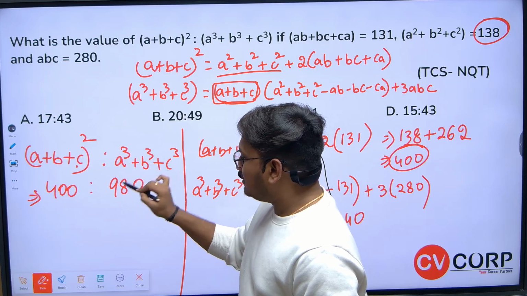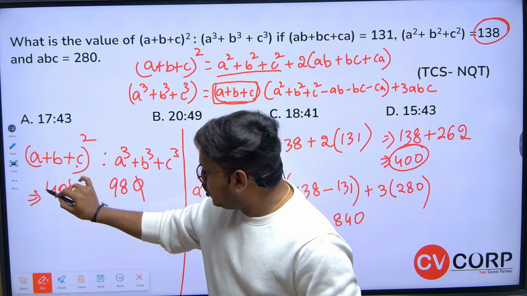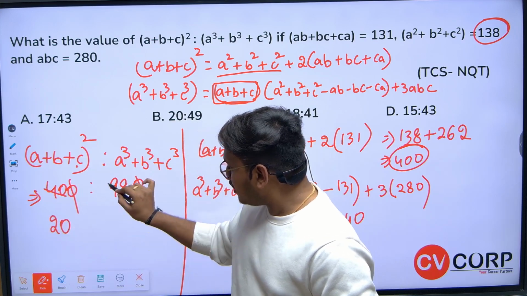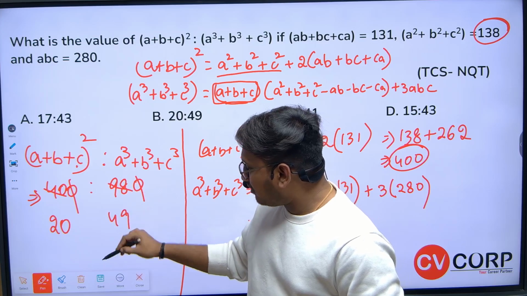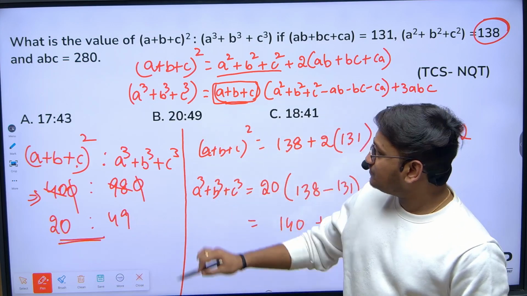So these two are the ratio they are asking. If you observe, the zero and zero will get cancelled: 400 over 980, that is 20 times 20 over 20 times 49. Obviously 20 and 49 will not get cancelled. So the answer is 20 is to 49.